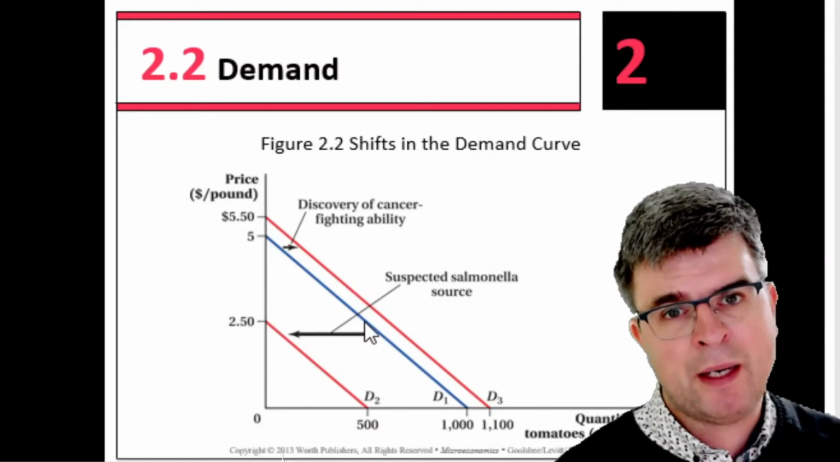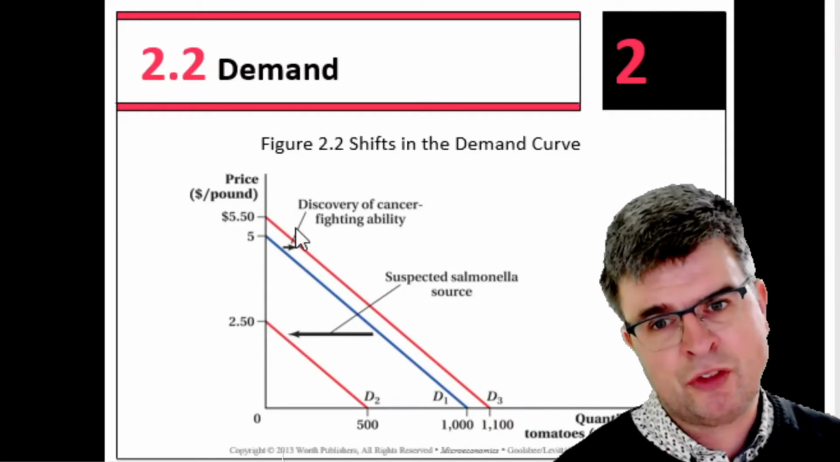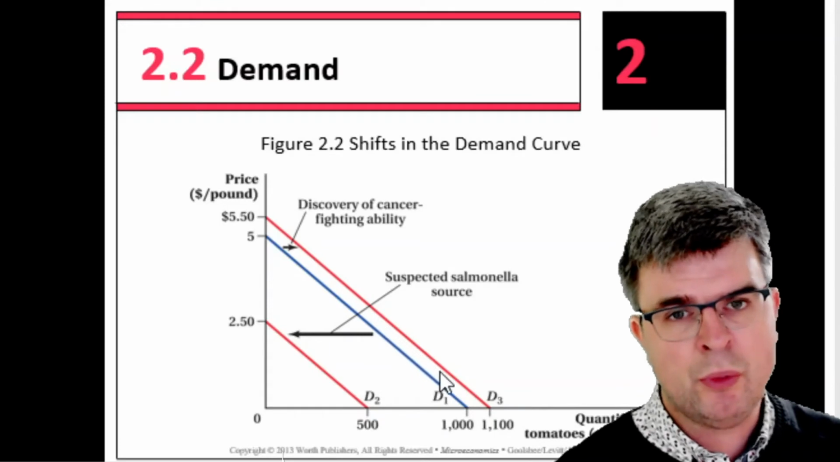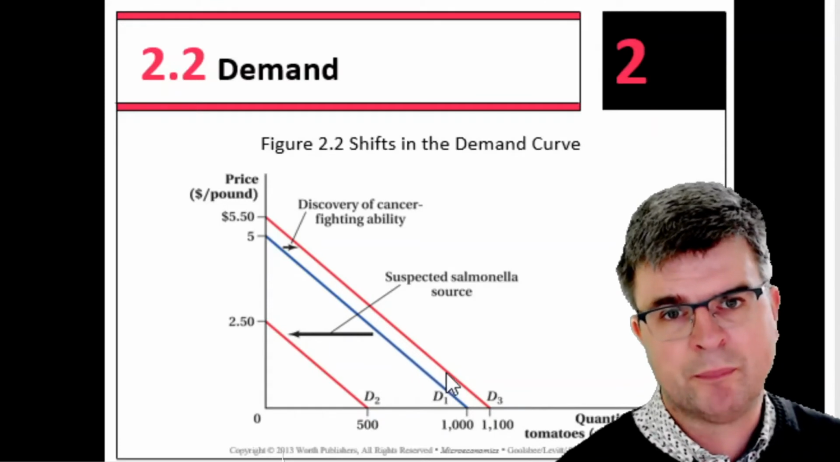So the impact of the newspaper article is a shift of the demand curve to the right, like in the new curve D3 over here.